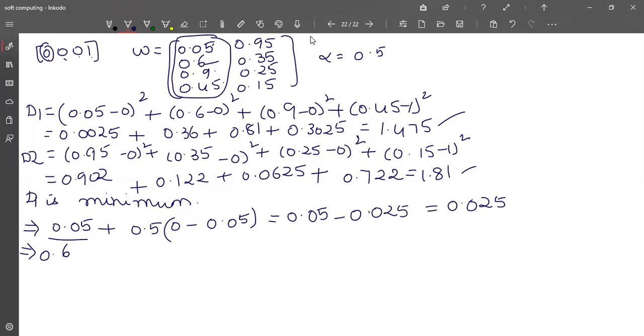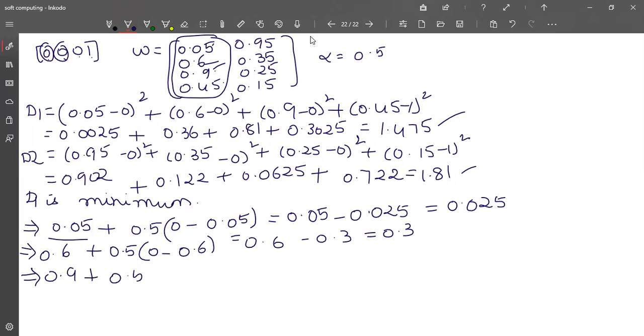And 0.6, this one, plus alpha 0.5 into our x2 0 minus our old weight 0.6. So 0.6 minus 0.3 gives 0.3. And let's update 0.9 plus 0.5 into x3 is 0 minus 0.9, that is 0.9 minus 0.45, you will get 0.45.